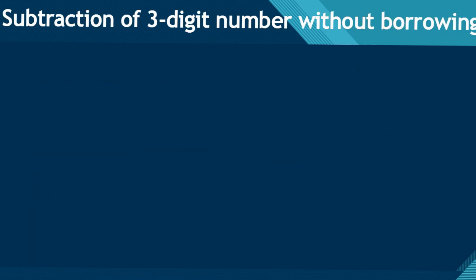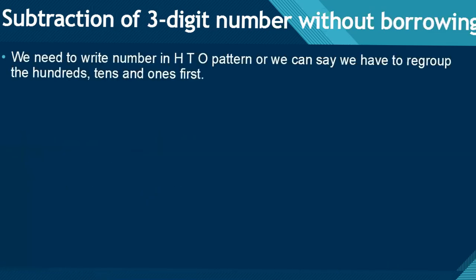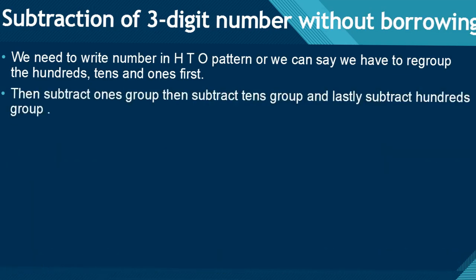So the steps we need to follow is simply we will write in HTO pattern. Okay, that is a regroup. We have to regroup the number in hundreds, tens, and ones, and then we have to subtract the ones group, then tens group, then lastly hundreds group.